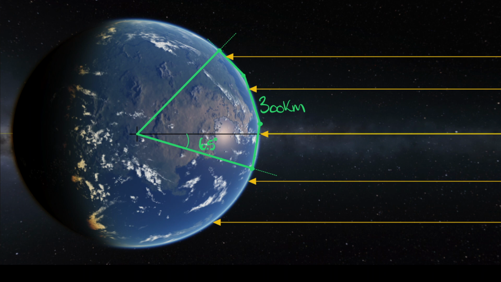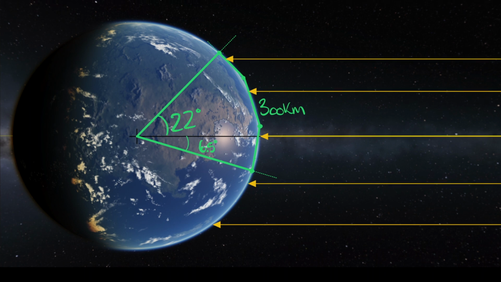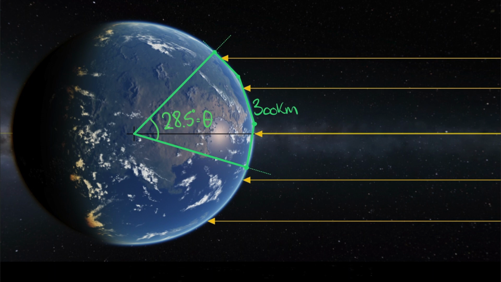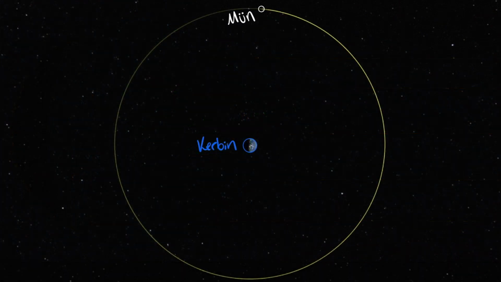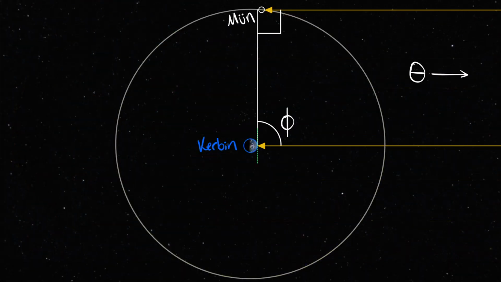As mentioned before, we have a 6.5 degree angle and a 22 degree angle. Combined, they're 28.5 degrees. Plugging in 28.5 degrees for theta and 300 kilometers for distance, we get the circumference to be 3,789.5 kilometers. When the moon is in its first quarter, it makes a right angle to Kerbin and Kerbal.